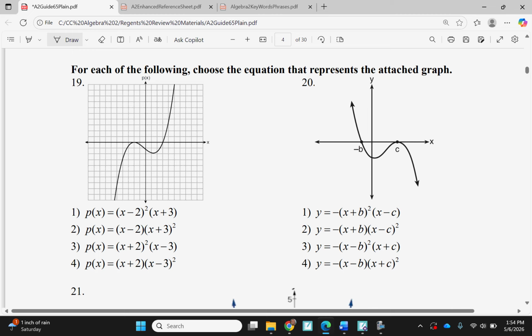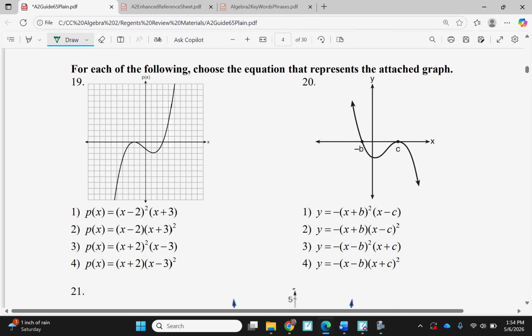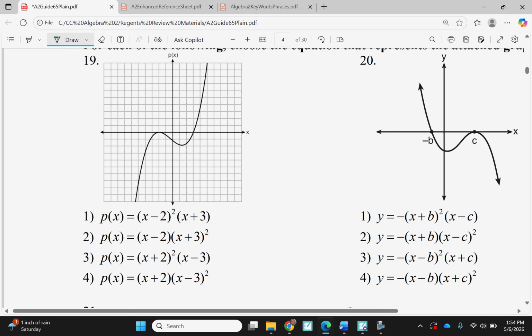Writing a polynomial equation, I need the factors. Before I can get the factors, I need the zeros. So my zeros, it hits the x-axis at -2 and at +3. So if -2 is a 0, then x plus 2 is a factor. If +3 is a 0, then x minus 3 is a factor.